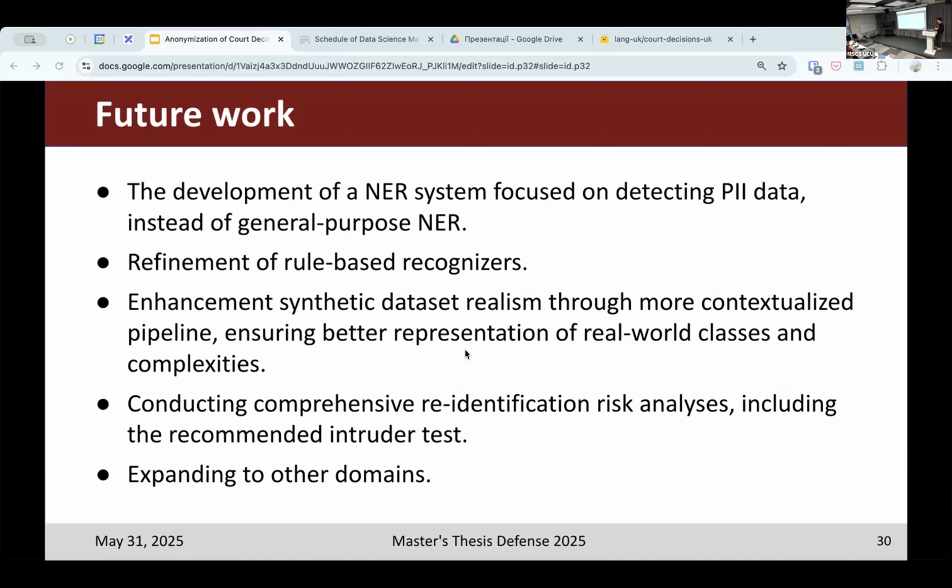And also we can work on improving the representation of real-world classes in the synthetic data set to ensure a bit more realism, and conducting, of course, the re-identification risk analysis would also benefit the solution, and also expanding to other domains.